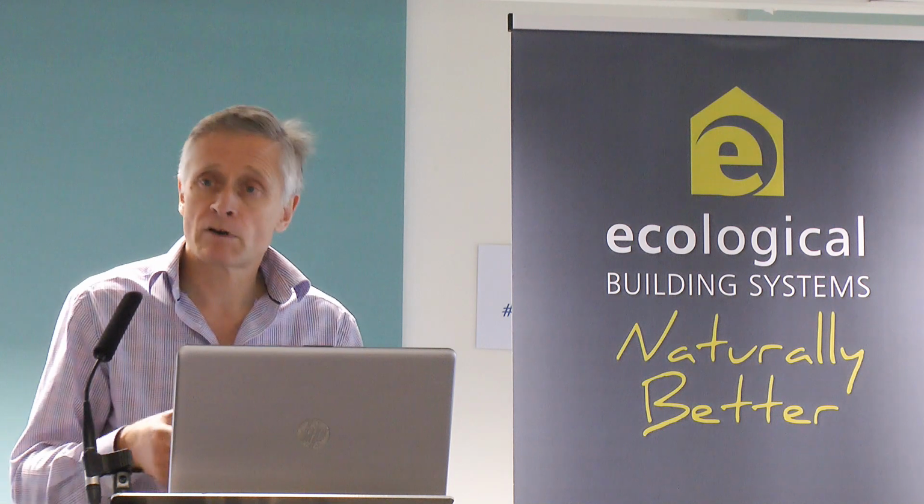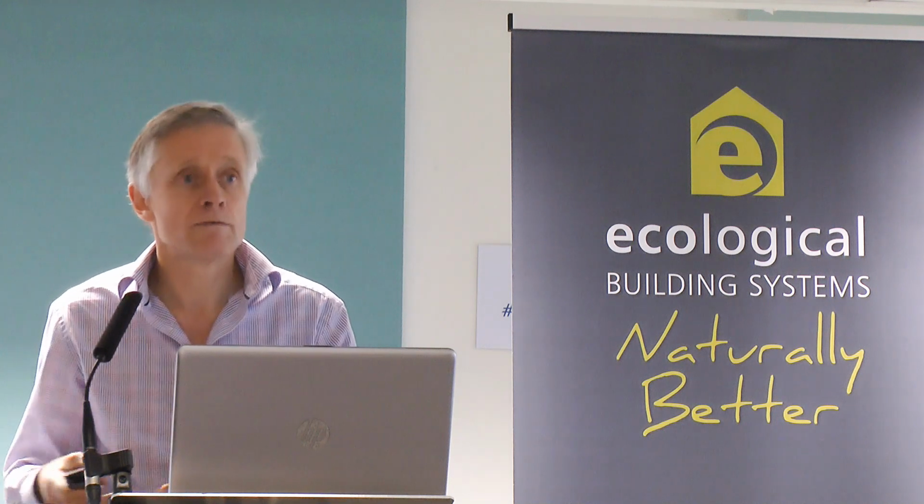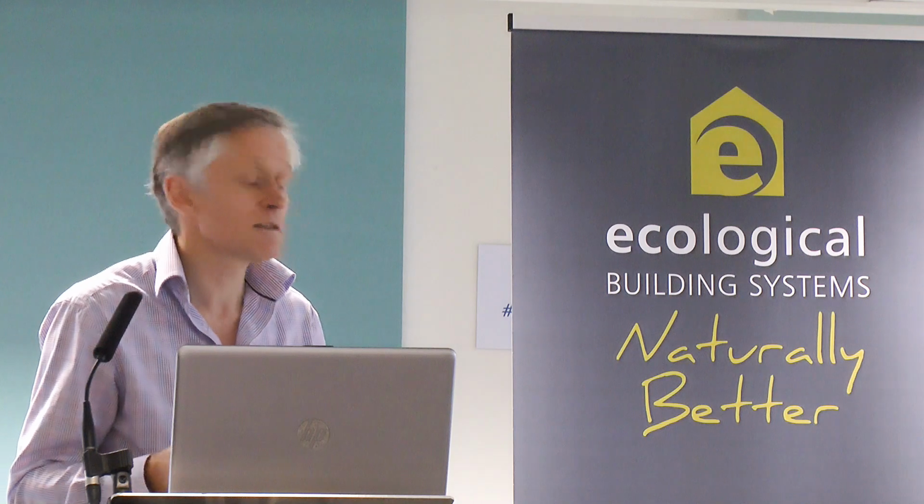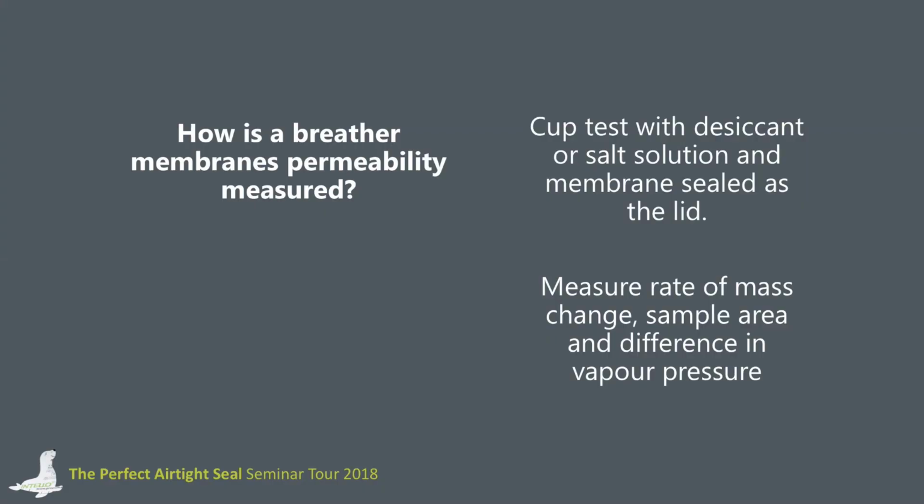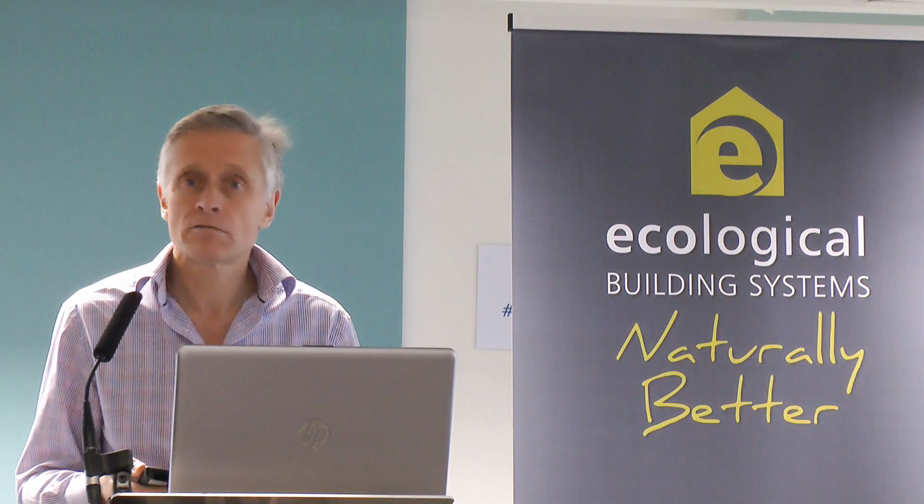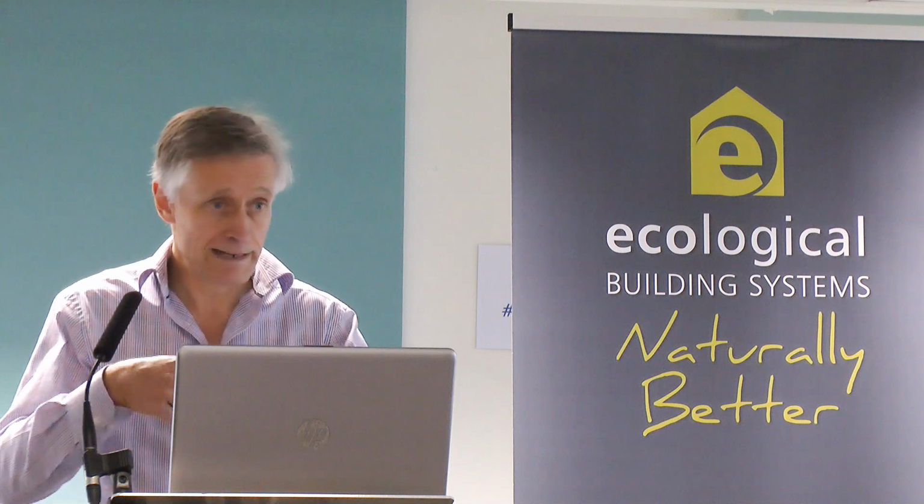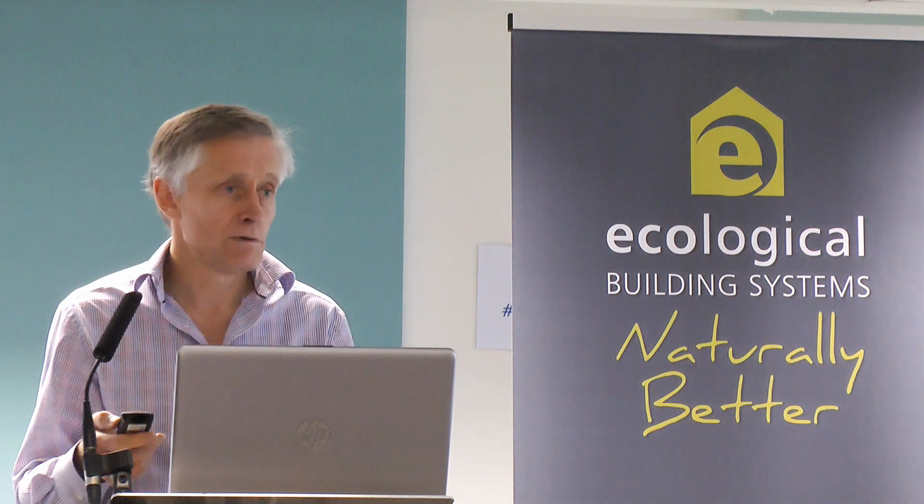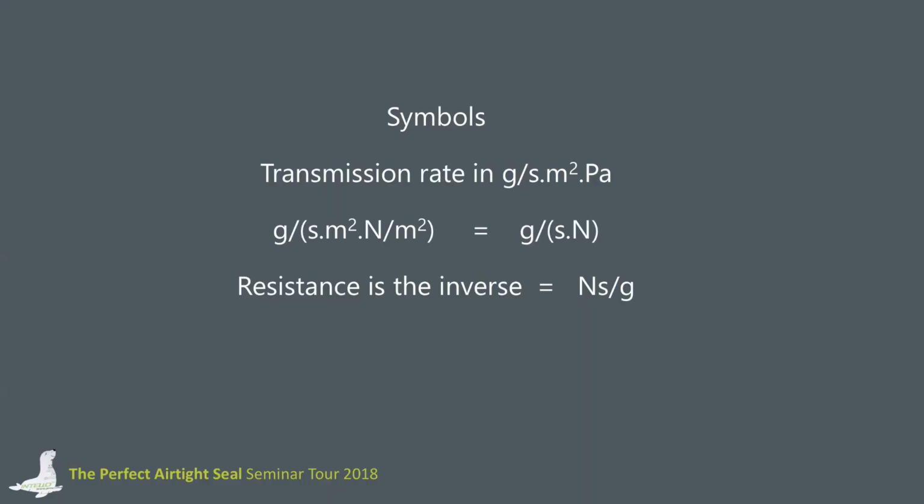If it's a permeable membrane, it's every few hours. If it's a very high resistance vapor control layer or something, it might be weeks. But the rate at which those cups change their mass, they gain mass or lose mass, depending on desiccant or salt solution, is a measure of the rate at which vapor is permeating through that test sample. So you're effectively measuring the rate of mass change. You have a sample area for your lid, and you have a known difference in vapor pressure. So you're going to have this sort of outcome.